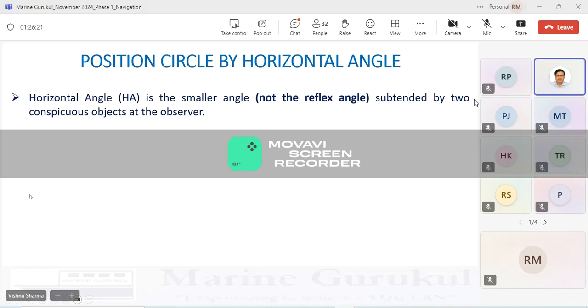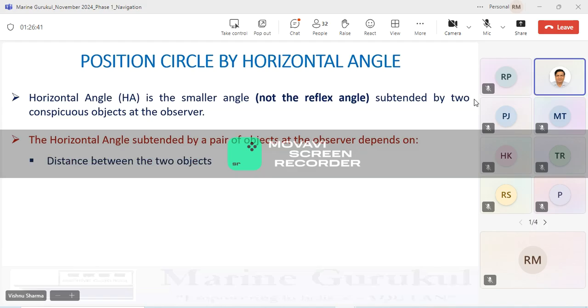Horizontal angle is the smaller angle, not the reflex angle, subtended by two conspicuous objects at the observer. The horizontal angle subtended by a pair of objects. Obviously, for horizontal angle, there have to be two objects, right? So there has to be a pair of objects. At the observer, it will depend upon the distance between the objects, like we said, AB and AC, or in other words, the length of the baseline. And second, it will depend on the distance of the observer from the line joining the two objects.